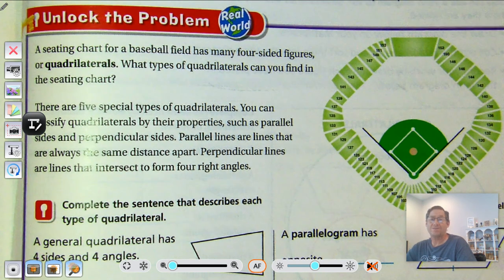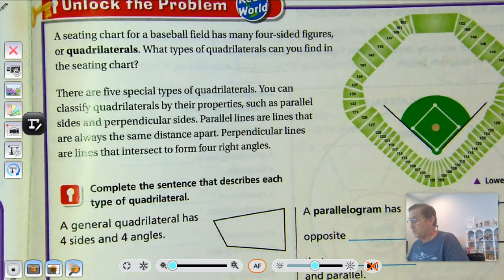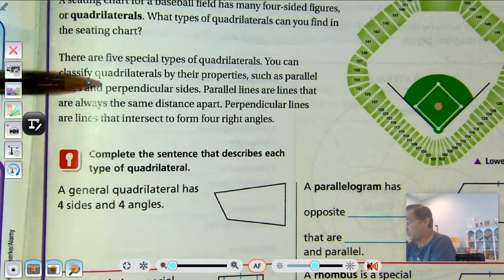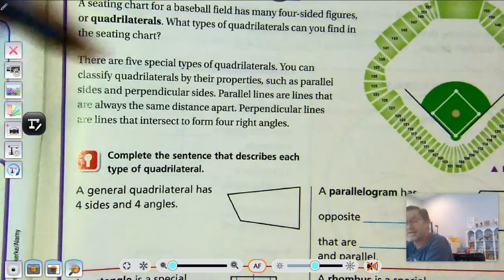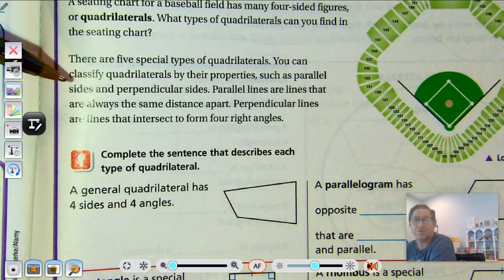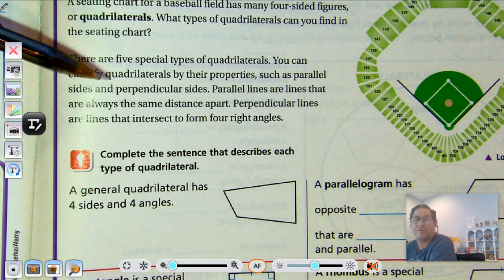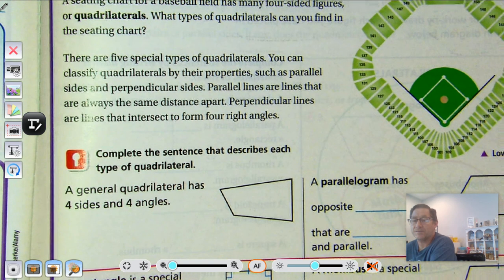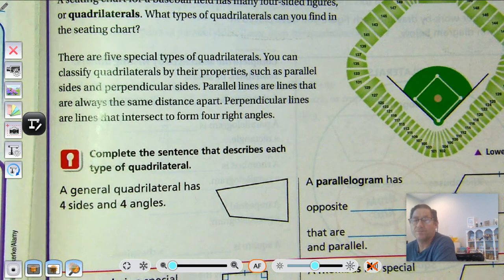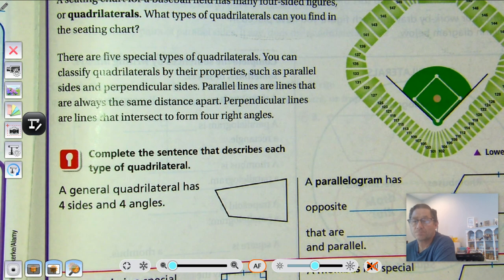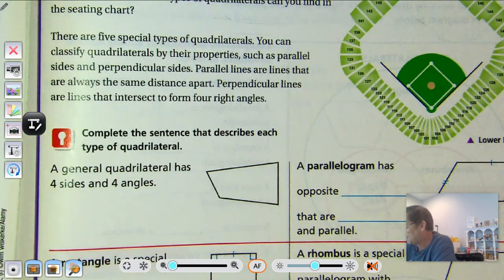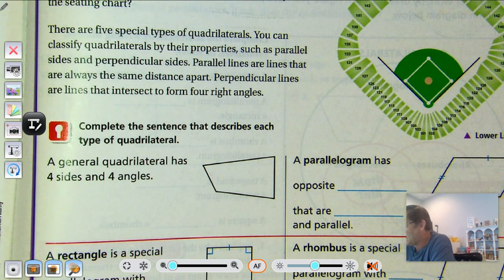Well, there are 5 special types of quadrilaterals. You can classify quadrilaterals by their properties, such as parallel sides and perpendicular sides. Parallel lines are lines that are always the same distance apart. Perpendicular lines are lines that intersect to form 4 right angles. So let's go through each of these. Complete the sentence that describes each type of quadrilateral.